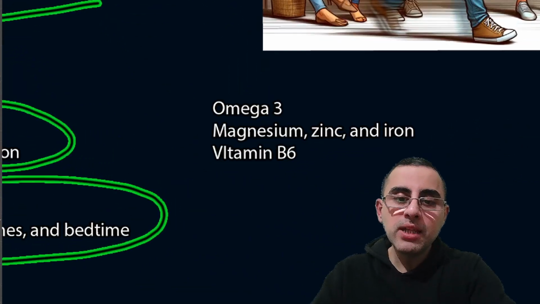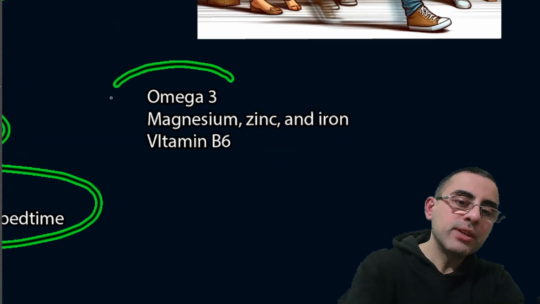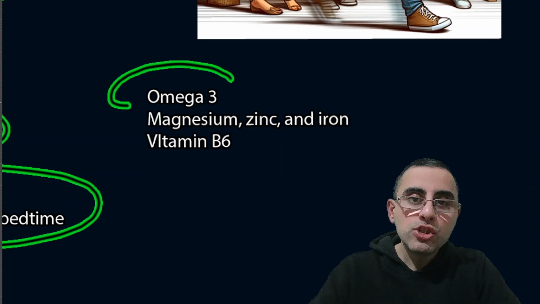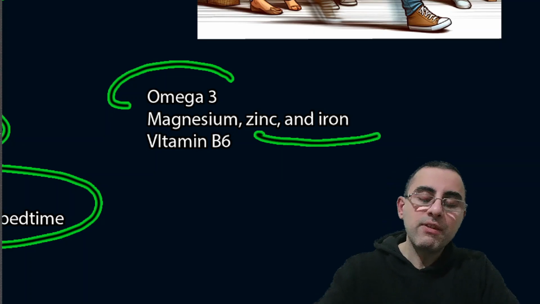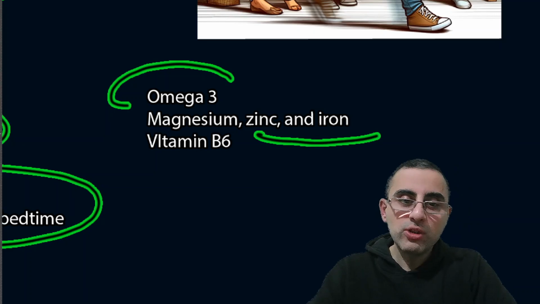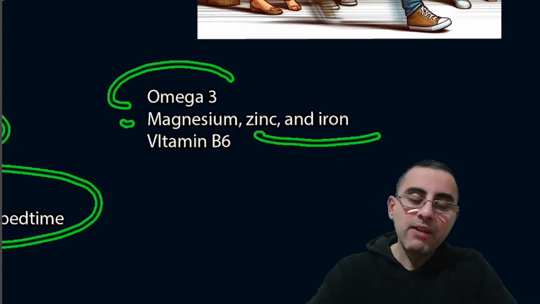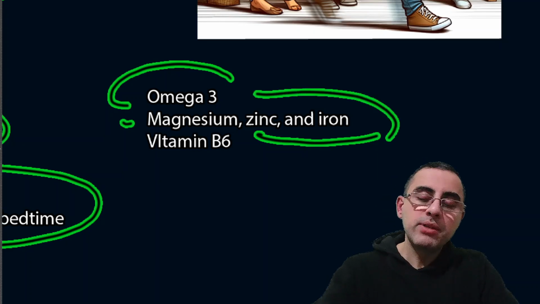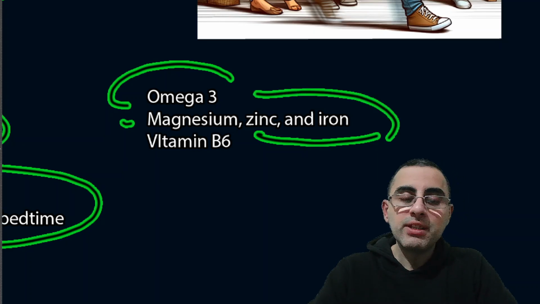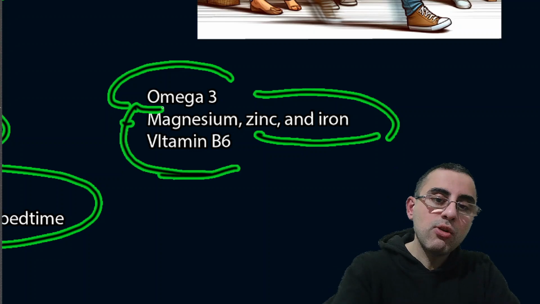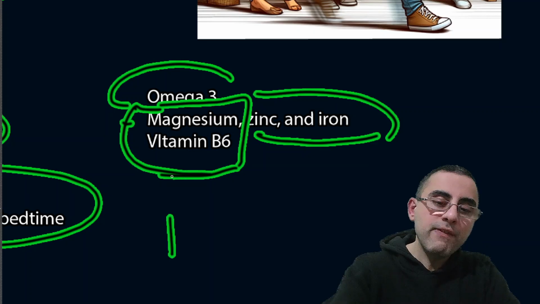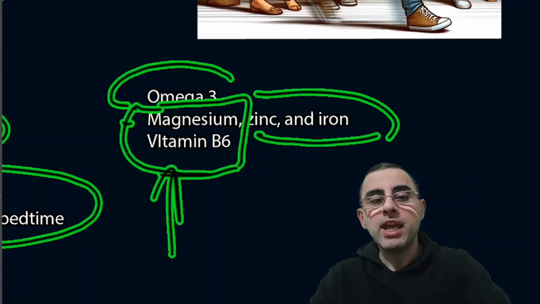And now supplements. Omega-3 fatty acids show some important effectiveness in ADHD. Magnesium, zinc, and iron deficiency also worsen the condition. So people and kids who have these mineral deficiencies should take them, because it improves symptoms. And vitamin B6, especially when combined with magnesium, is effective and also improves ADHD symptoms.